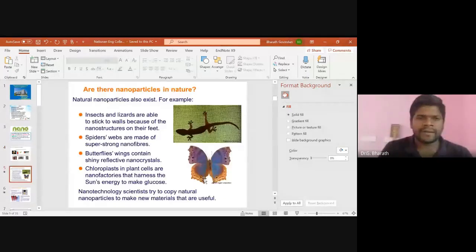Nanoparticles also exist in nature. For example, insects and lizards are able to stick to walls because of the nanostructures on their feet. Spiders' webs are made up of super strong nanofibers, and butterflies' wings contain shiny reflective nanocrystals. These reflective nanocrystals have different particle sizes, and based on the particle size they emit different colors, due to completely different optical properties. And in biology, especially in plants, the chloroplasts in plant cells are nanofactories that harness the sun's energy to make glucose. So these all are different nanotechnologies that exist in nature.